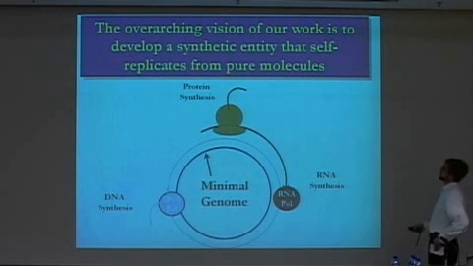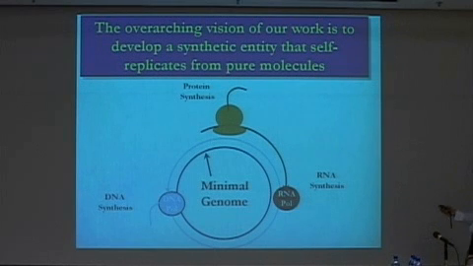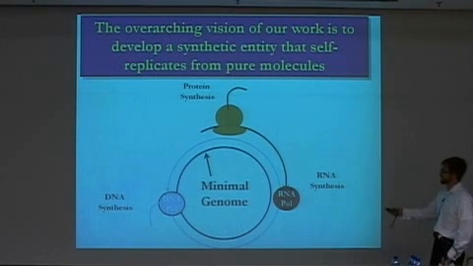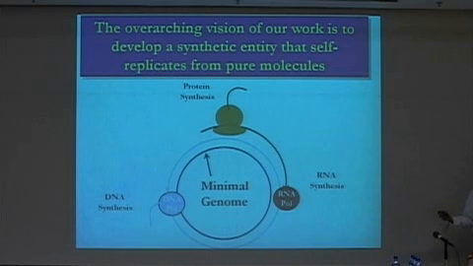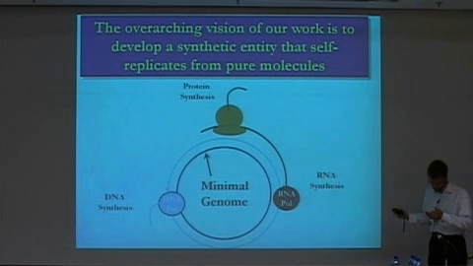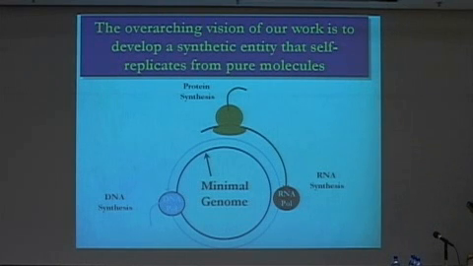And so the way we're approaching this and the overarching vision that we've taken is to move towards producing a synthetic entity that self-replicates from pure molecules. And so just as a little bit of a description about that, what we'd like to do is have a minimal genome whereby we are defining this minimal genome through a biochemical approach and have arrived at a set of 150 genes. So that's kind of one of the questions Eric was asking, was what are the features that might be required for some of these minimal cell systems.